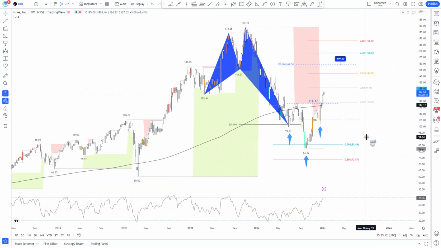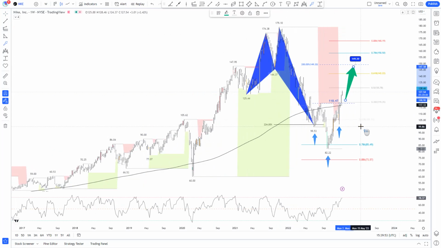I shared this one before the breakout of this next zone, 118.47. So we are moving towards a 200% Fibonacci extension, I believe, based on the technical pattern. I'm not a believer based on symptoms or emotional reactions, as some of you already know. I trade based on a specific pattern. If the pattern is there, trade the pattern, not your emotional reaction. So I believe at this point, since we are trading above the neck, that we are moving towards the 200% Fibonacci extension projected at 149.30 for Nike.